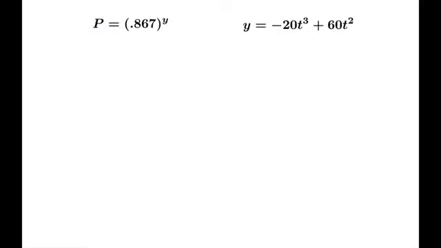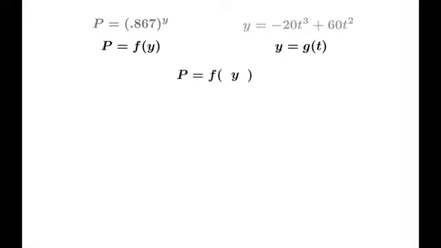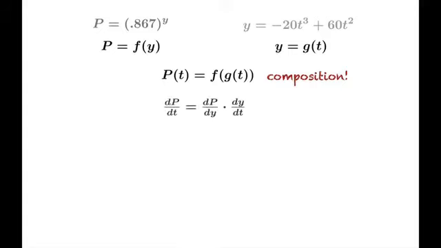So let's revisit our problem with a little more generality. Let's assume that we just have functions f and g, and that our composite is f of y, which in turn is g of t. To be even more explicit about it, we can say this is p of t. Here's our composition, and we want to find the derivative. We expect dp/dt to be the product of dp/dy and dy/dt because we expect rates to multiply.